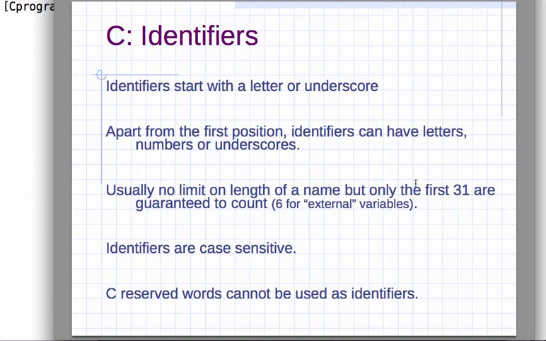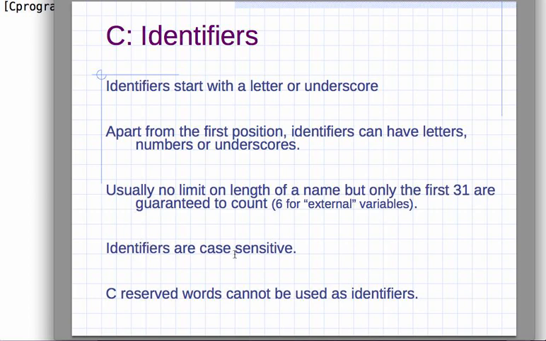So if you set up two ints where they differ in only the 32nd character, then you're going to have some problems. You're going to have problems if you have names that are 31 characters anyway. If you have external variables, only the first 6 count in some situations. So you do have to be a little bit careful with the names. Don't make them super long.